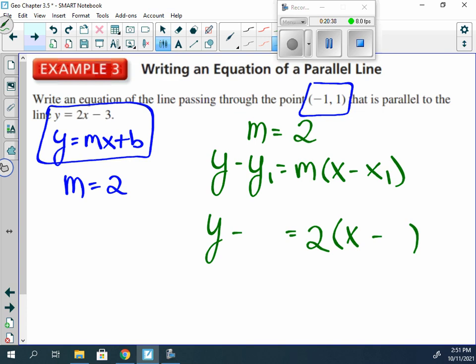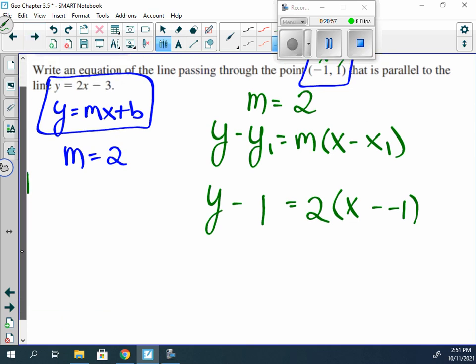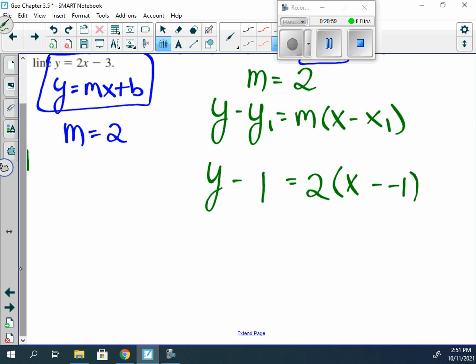Now, did they give us a point for this line? And the point is negative 1, 1. So what's the y value of the point? It's 1. And the x value is negative 1, because this is always x comma y. Any questions on how we got to y minus 1 equals 2 parentheses x minus negative 1? We good with this here?